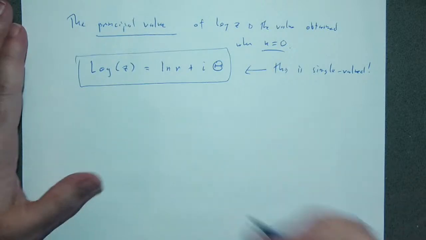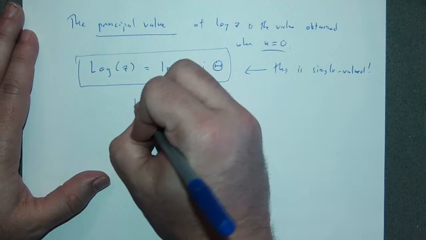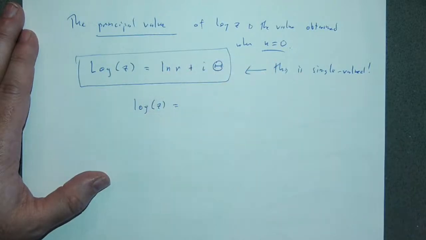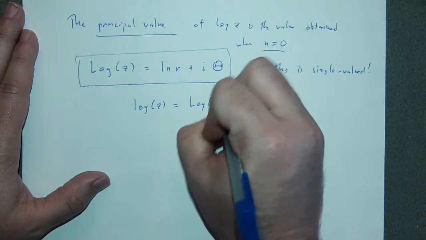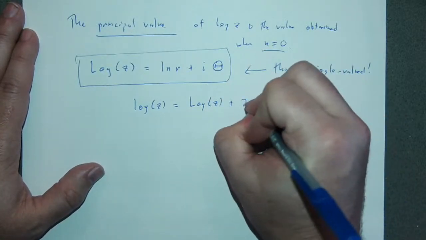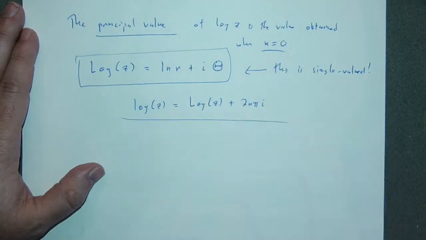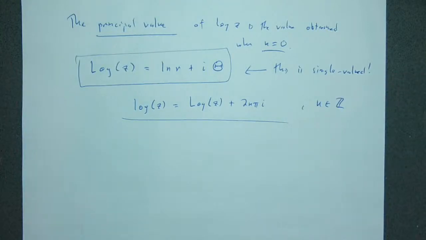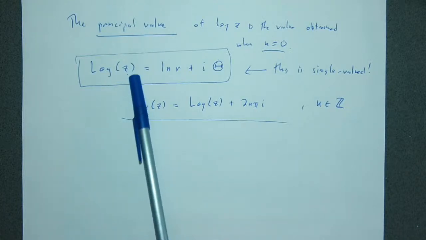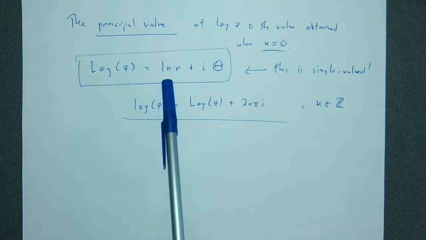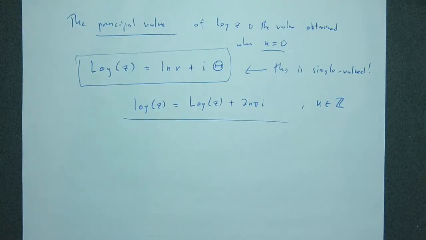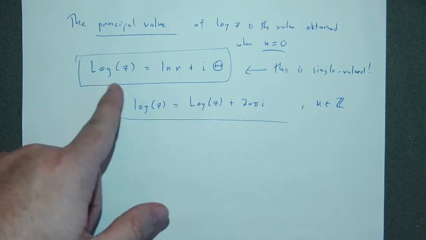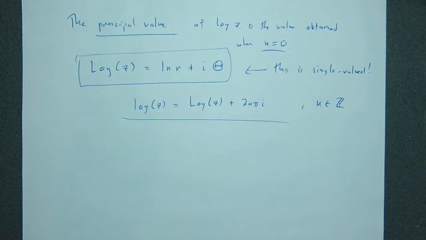And in general, it's really easy to rewrite this in terms of the general log z. In general, log z is equal to the principal Log of z plus 2n pi I, where n is some integer. When z is a real number, this just reduces to the usual natural log. And so in that case, this Log z is equal to the natural log.